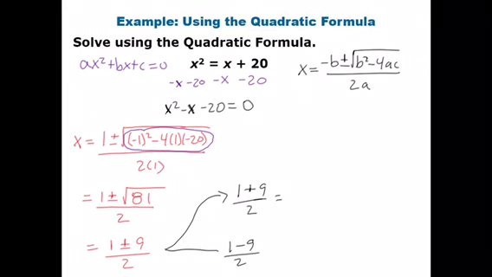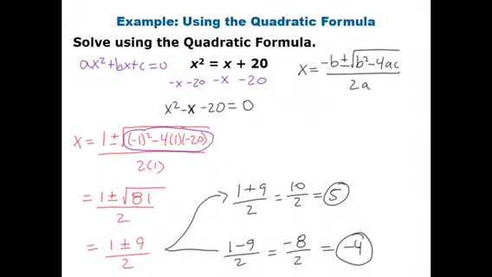Well, 1 plus 9 is 10. 10 divided by 2 is just 5. And then 1 minus 9 is negative 8. So negative 8 divided by 2, which is negative 4. So we've got answers of 5 and negative 4.